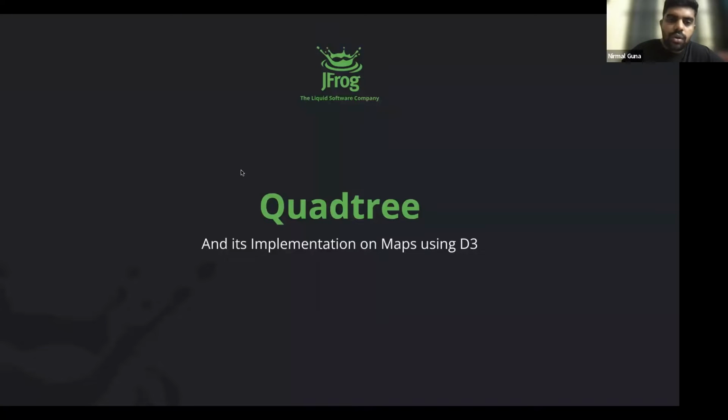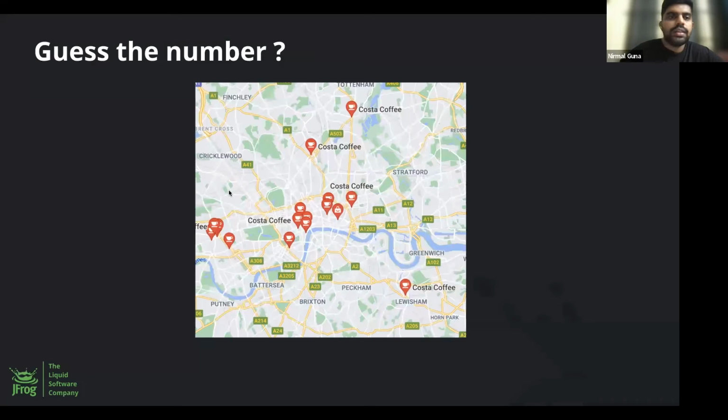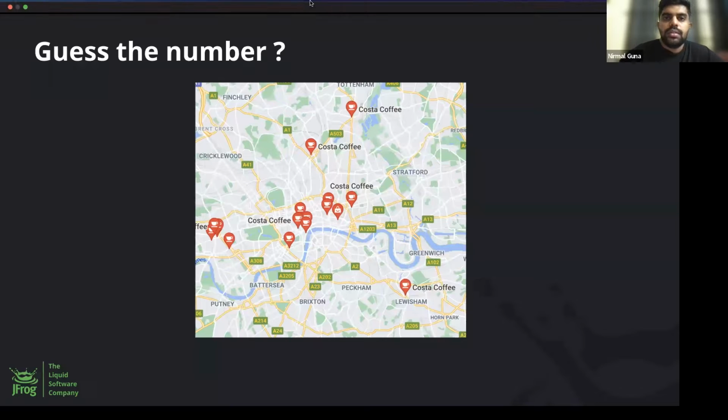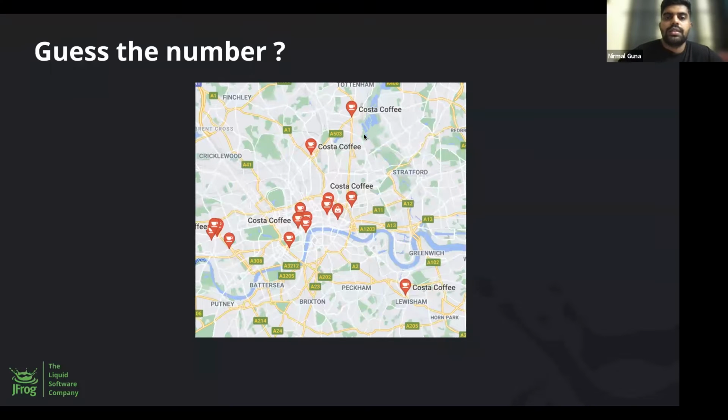Before getting into the talk, there's a small game. Let's play this. This is a small bit of a map of London, and I've searched for Costa Coffee, and I've found various outlets. But can you figure out how many there are? Basically, there are a few spread across. You can just guess a number, maybe in this chat window. Let's see who gets closer to the actual.